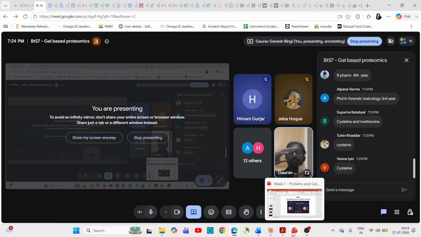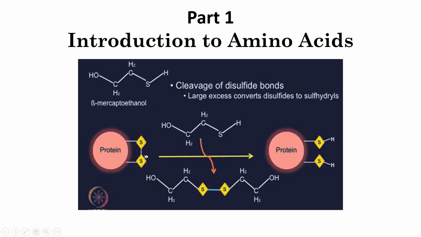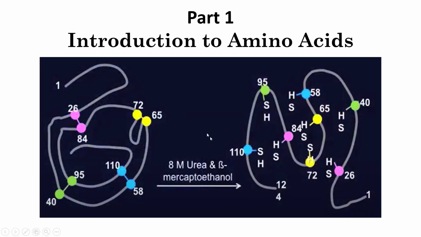So if these are present in an amino acid sequence, there is a possibility of forming a disulfide bond. And if you want to denature that, you need to use a chemical like beta mercaptoethanol. There are other types of chemicals as well which help in breaking disulfide bonds. So one is beta mercaptoethanol. Those bonds can be broken down and proteins can be denatured.